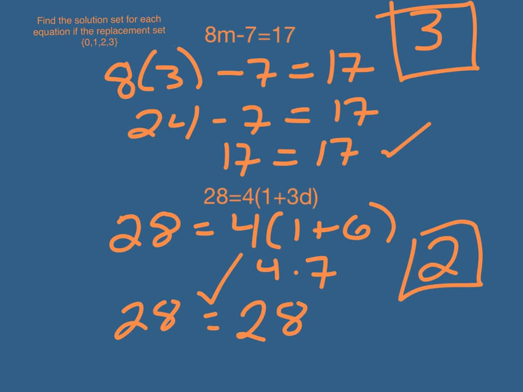And we could plug in 3 just to make sure that 3 wasn't a solution either. That'd be a good idea. Do that in your head real quick. 3 times 3 is 9 plus 1 is 10 times 4 is 40, and 28 does not equal 40. So 3 is not a solution either. And so our solution comes from the replacement set, and in this instance it's 2.